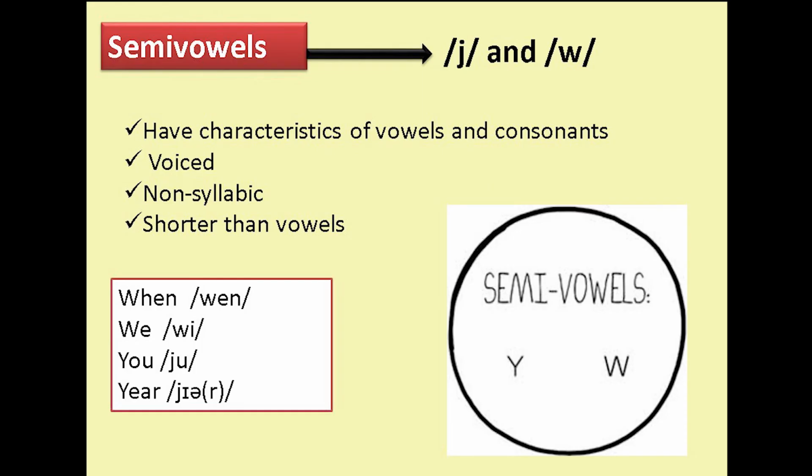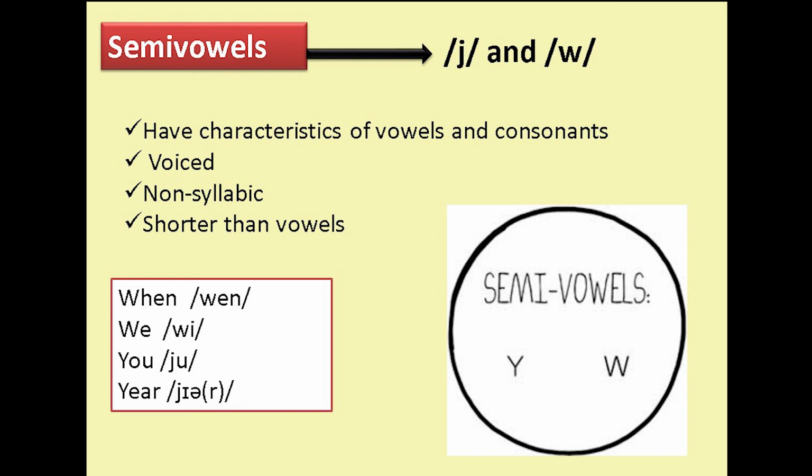Semivowels. There are two semivowels or semiconsonants in English, the Y sound and the W sound. They are called this because they share characteristics of both vowels and consonants. They are always voiced and they are produced without any obstruction to the airflow, just like vowels.